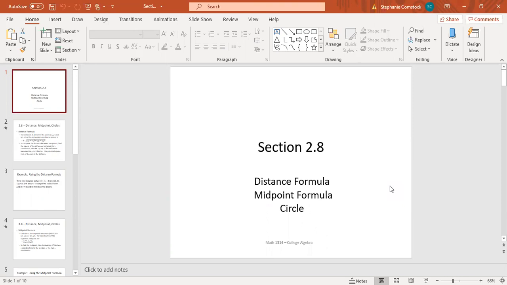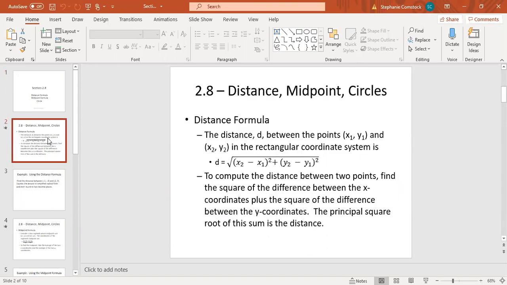Okay, for this section, 2.8, we're going to talk about the distance formula, the midpoint formula, and then circles, okay? So the first thing is the distance formula when you're finding the distance between 2 points in just your traditional coordinate grid system. The formula is given by D equals the square root of (x2 minus x1) squared plus (y2 minus y1) squared, okay? And I'm going to write this down over here on our other board.